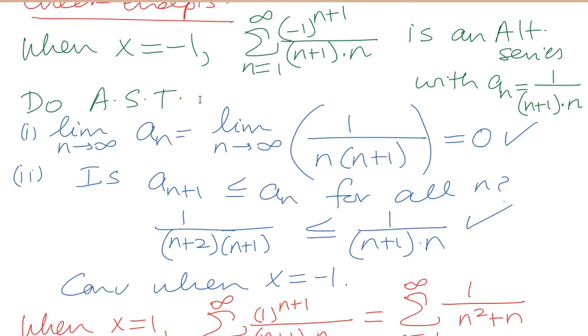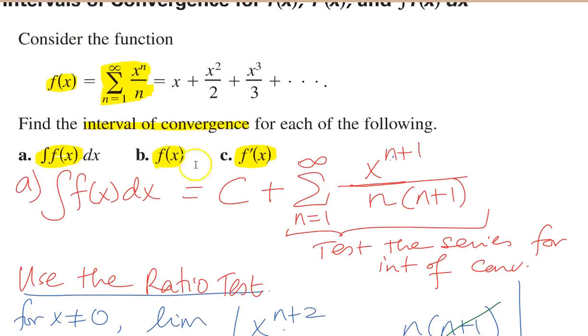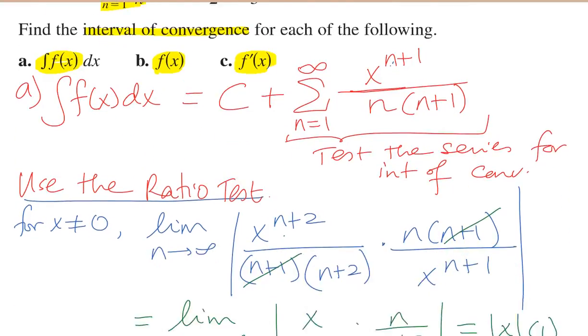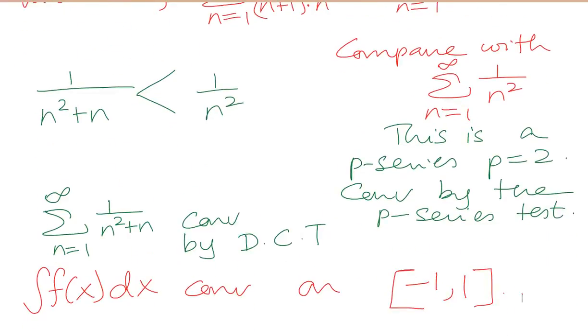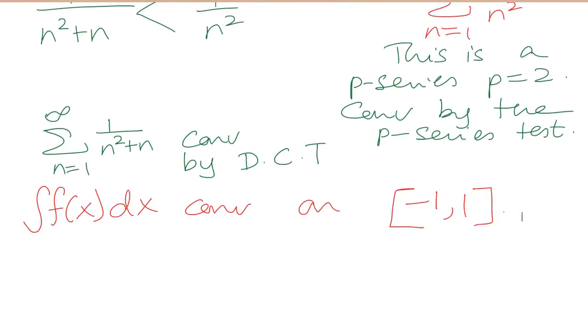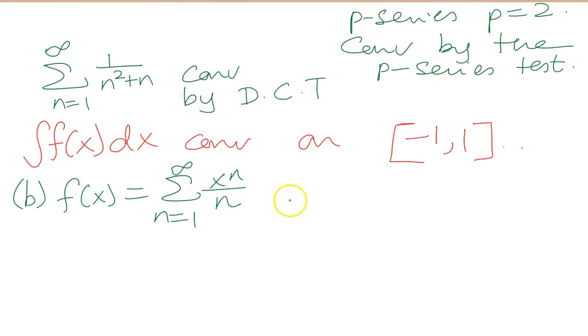Part B. What do we have to check? Find the interval of convergence for the function f of x. This is the function f of x. So you don't have to integrate, you don't have to differentiate. Go ahead and find the interval of convergence for the original f of x. Part B. Okay, f of x equals sigma n equals 1 to infinity x to the n over n. Okay, what's the center for that, guys? Center is 0.